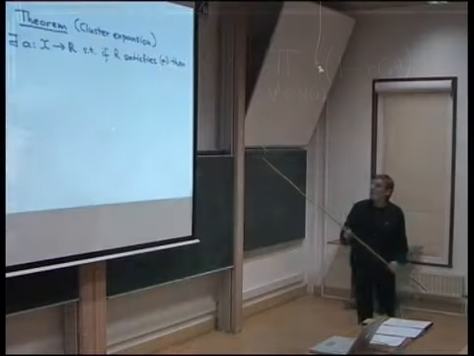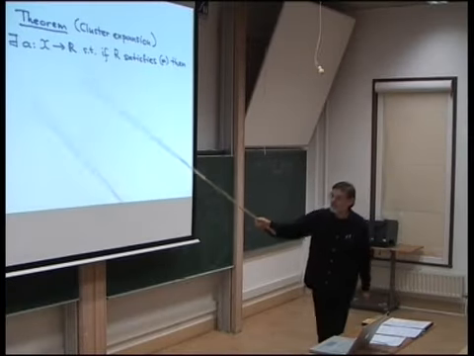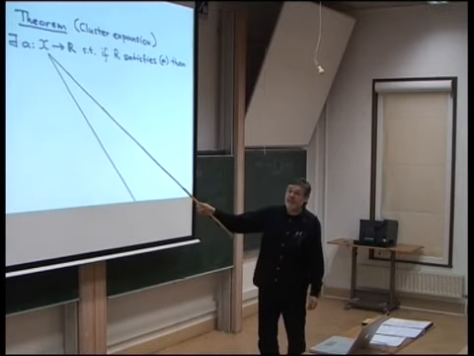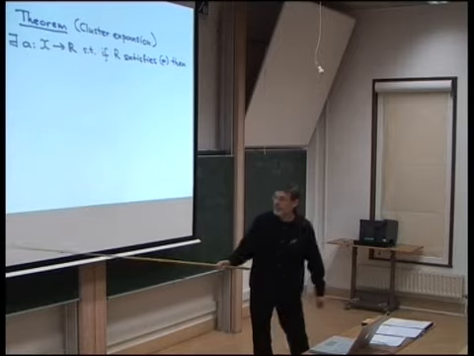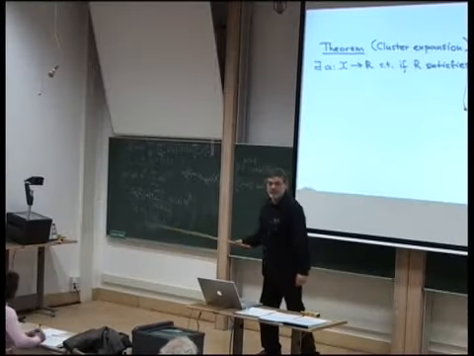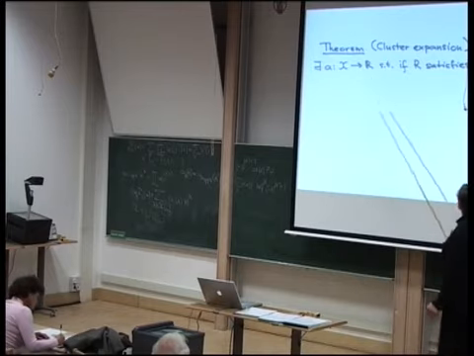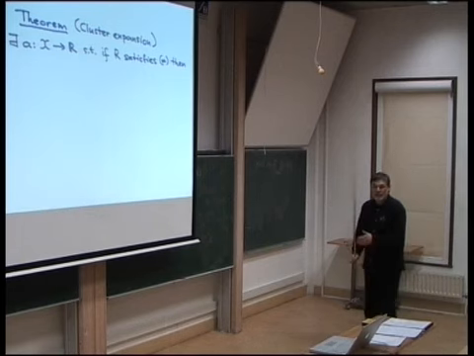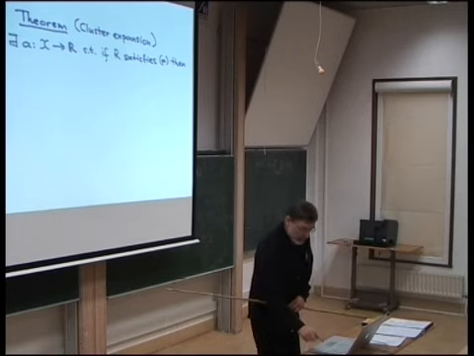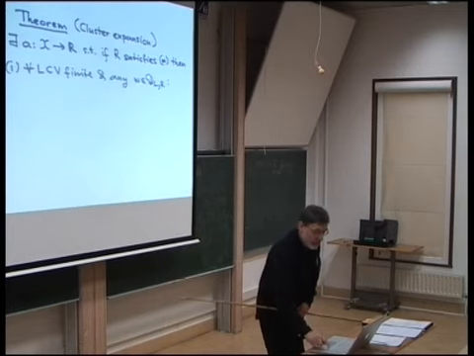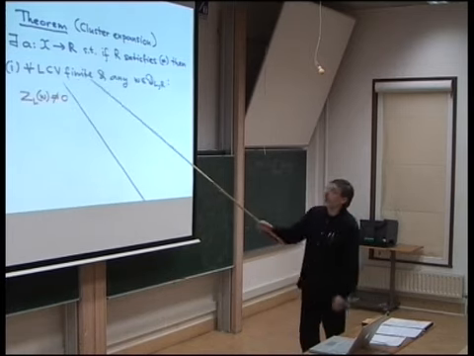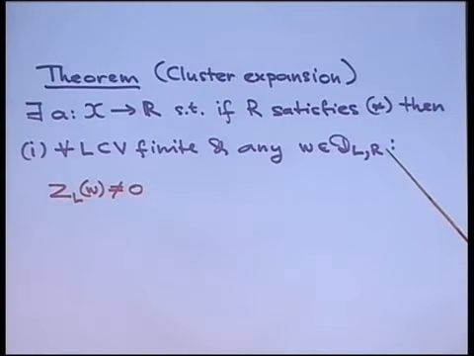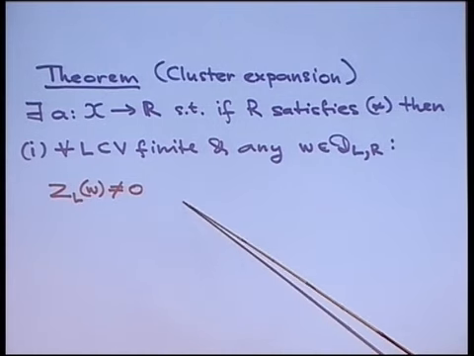Okay? So the theorem is saying there exists A, we already know, here we have them, A, from multi-indices in the sense I was somehow defining here as union of all, with finite support, to R, such that if R satisfies the star, here, then the following is true. Then first, for every finite subset of V, finite, and any W from my polydisk, ZL differs from 0.